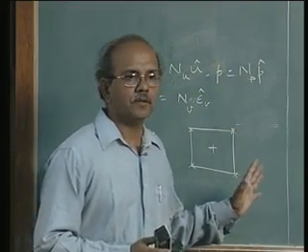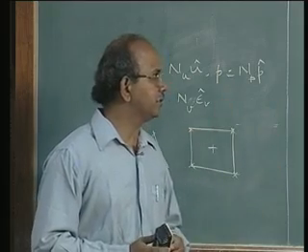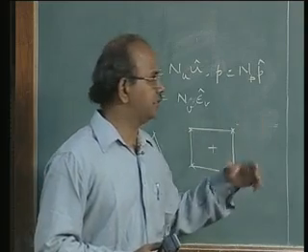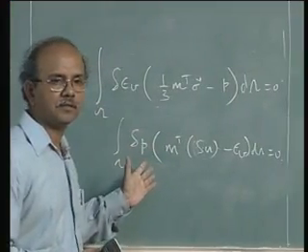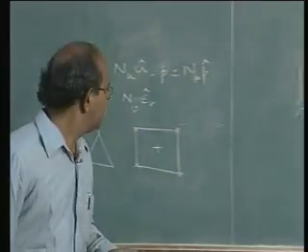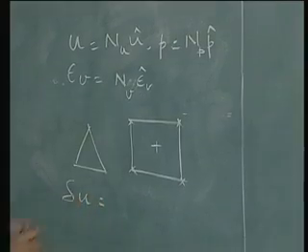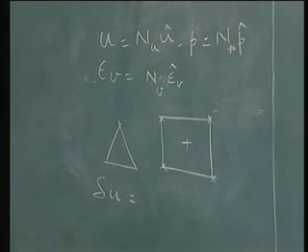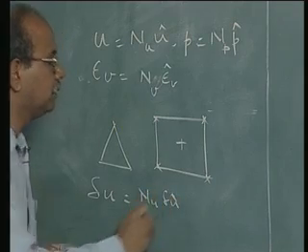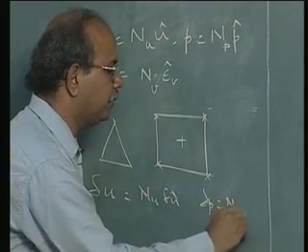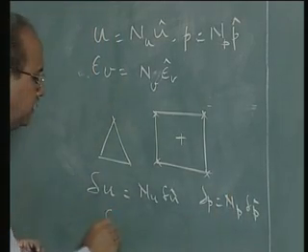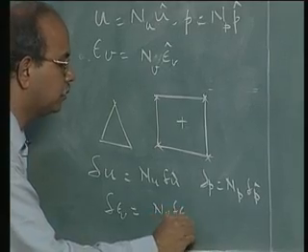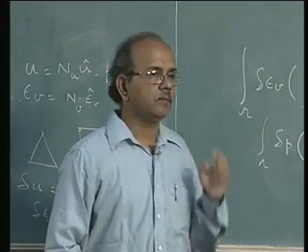Now what do we do? Go back and look at, remember what we did. I have to write down all the variations in terms of N's, in other words, U and epsilon V and delta epsilon P. So delta U is equal to, how do I write that? Nu into delta U hat. Please write that down. Delta P is Np delta P hat, and delta epsilon V is equal to Nv into delta epsilon V hat.